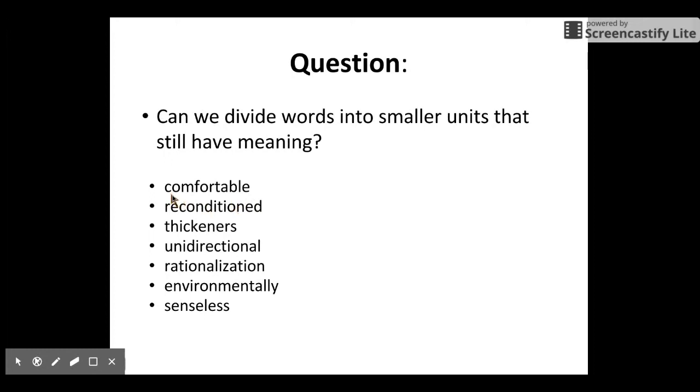So for example, we have comfortable, we have at least two parts. We have comfort and able, right? And like reconditioned, we have condition, we have the, and re. At least we have three subparts for reconditioned, right? The rest of the words show the same point. In other words, some words have some internal structure that a native speaker will know.